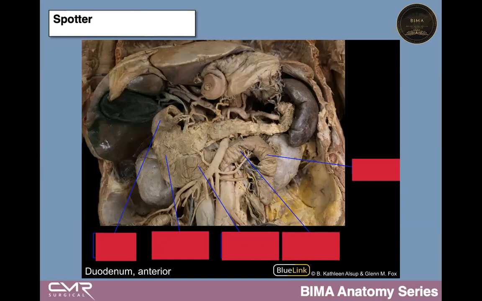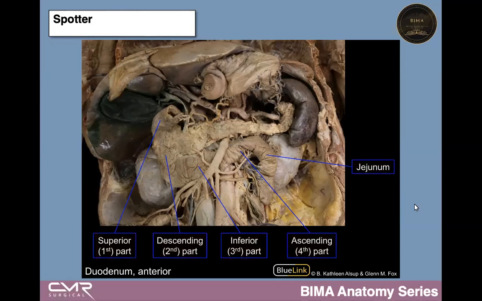Right, so can everyone share their answers, please? If not, don't worry, I'm going to be telling you exactly what everything is. So the answers are, as you can see. So the first or the leftmost landmark is the first part of the duodenum, so it's D1, very easy. The next part is obviously D2, D3, D4, and then you've got the jejunum.